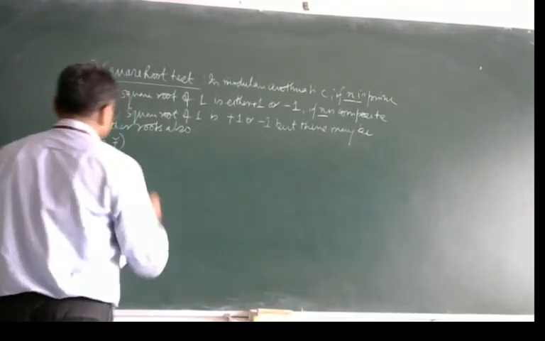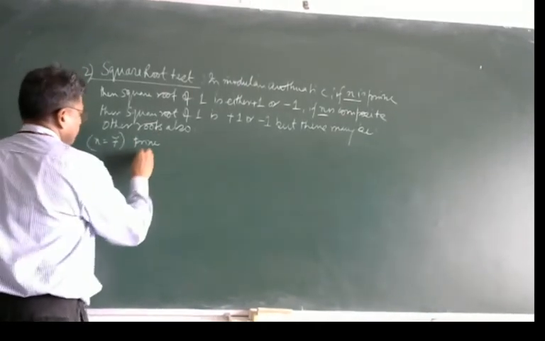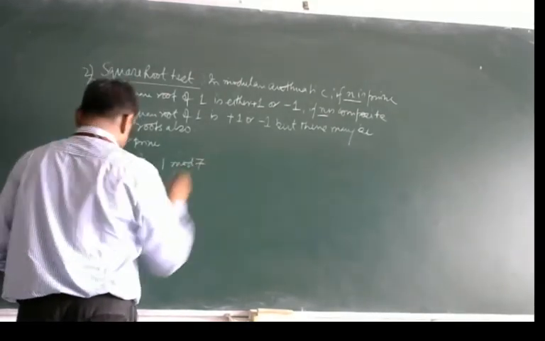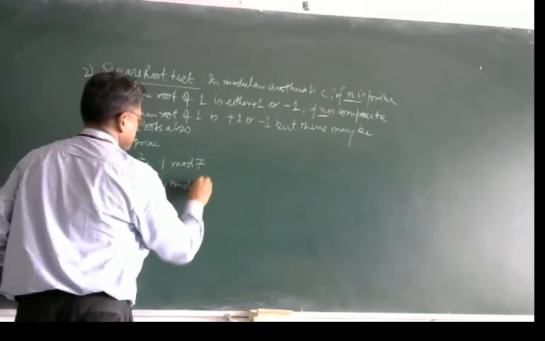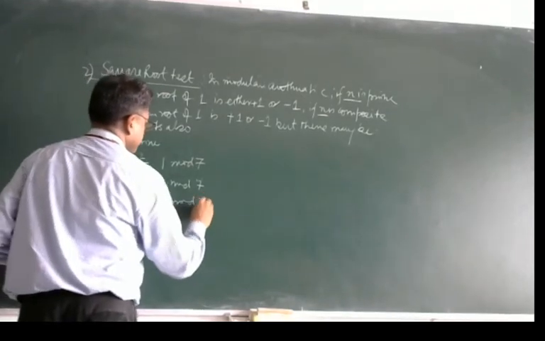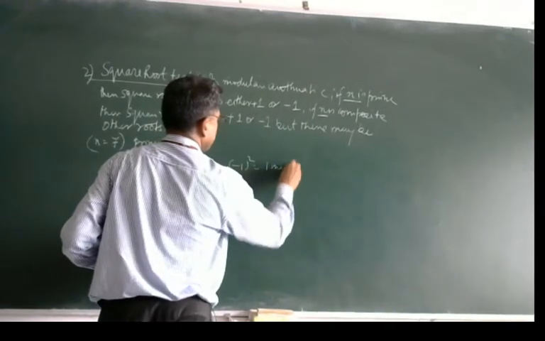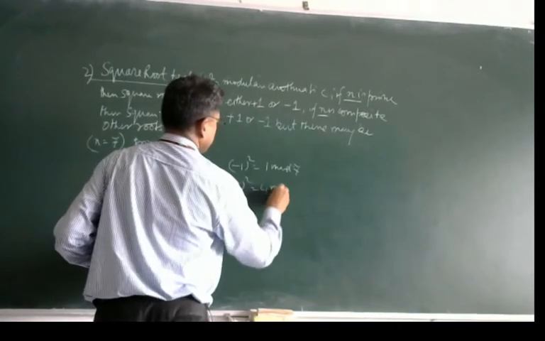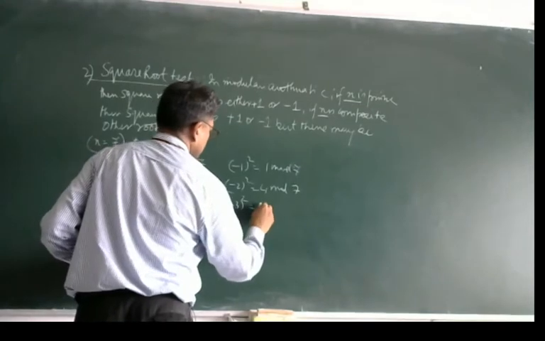So if n is equal to 7, and we know that 7 is prime, let us check for that. 1 square will be equal to 1 mod 7. 2 square is equal to 4 mod 7. 3 square is equal to 2 mod 7. Minus 1 square is equal to 1 mod 7. Minus 2 square is equal to 4 mod 7. Minus 3 square is equal to 2 mod 7.